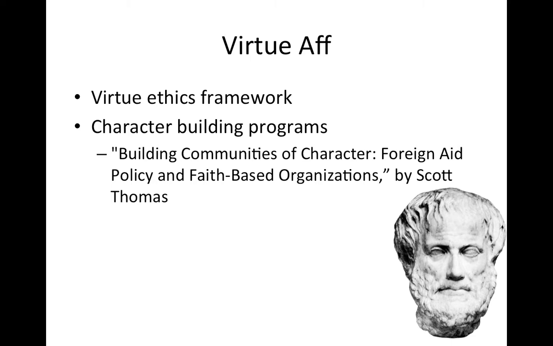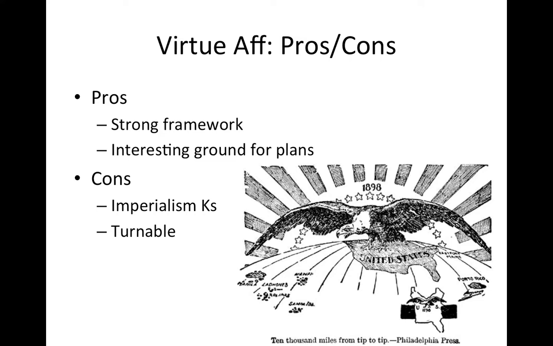So there's an article by Scott Thomas called Building Communities of Character, Foreign Aid Policy, and Faith-Based Organizations, which talks about how we can go into other countries and encourage community bonds and their involvement in grassroots kinds of organizations that help their character. The problem that I have with this aff is that it bites super, super hard into the imperialism idea of people from the West coming into a developing country and teaching them how to be good people. And I think it's very rhetorically difficult to come back from that kind of criticism, given how hard the rhetoric of the aff is going to link into it.